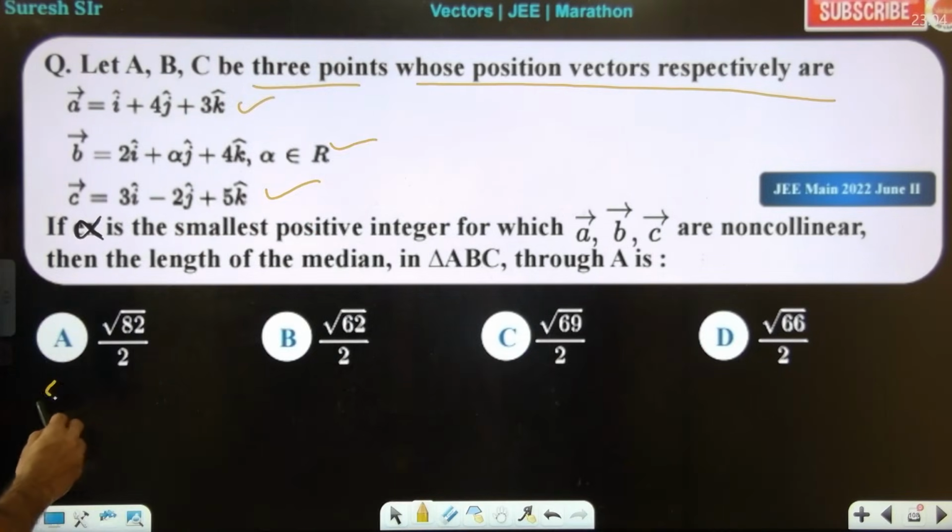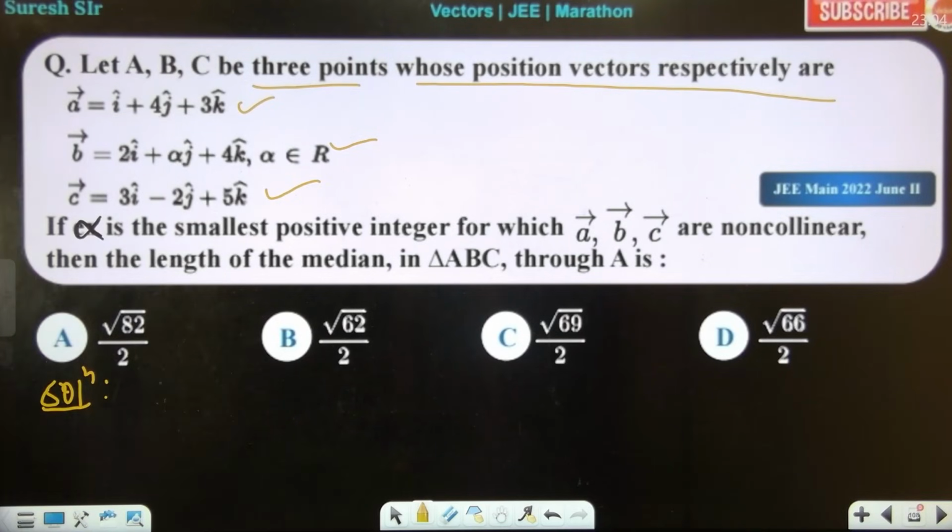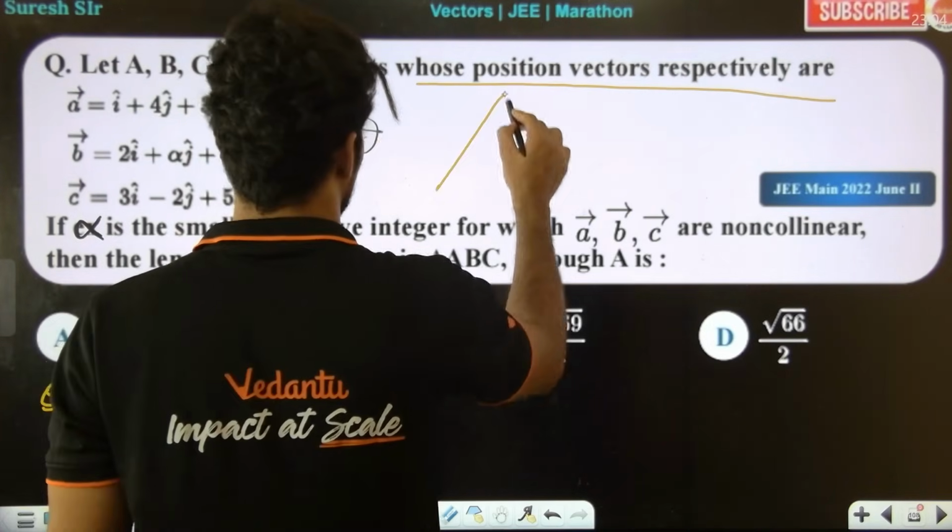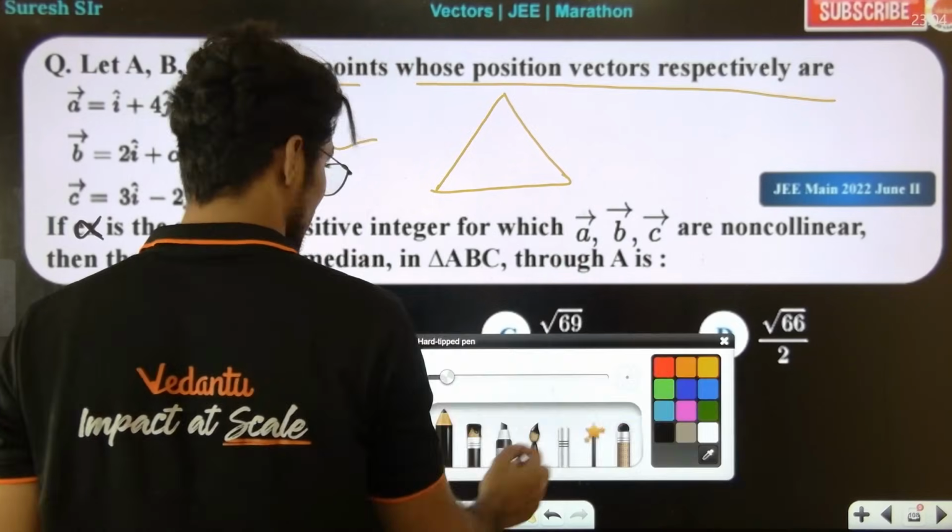Sir, I will tell you one thing. So 3 points are given. How am I going to do this now? Alpha is the smallest positive integer for which A, B, C are non-collinear. For A, B, C non-collinear, I will first go with the collinearity condition.